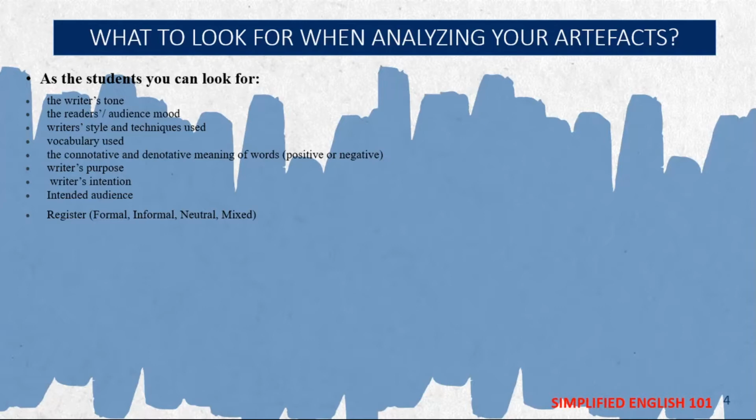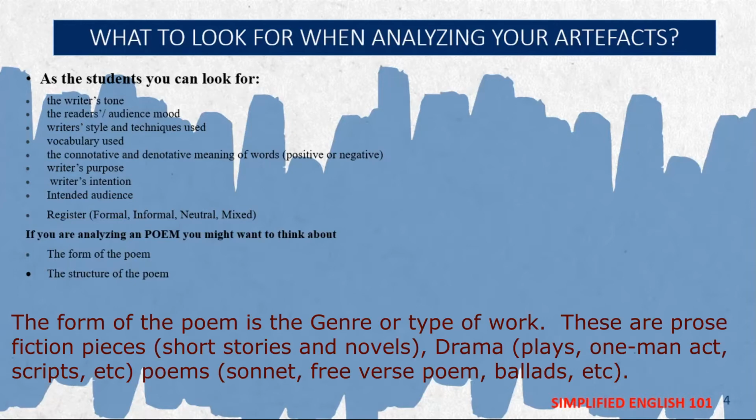So that is what the mixed register is. If you are looking at a poem, for example, you might want to consider the form of the poem, as well as the structure. Now, these are also aspects in which language is used to create the form and structure. The form of the poem basically focuses on the genre of, and we know and should know that there are different genres in literature. And under these genres, there are other genres for each.